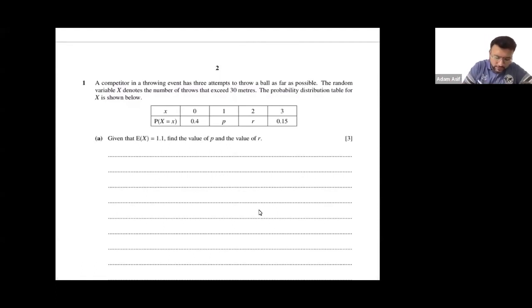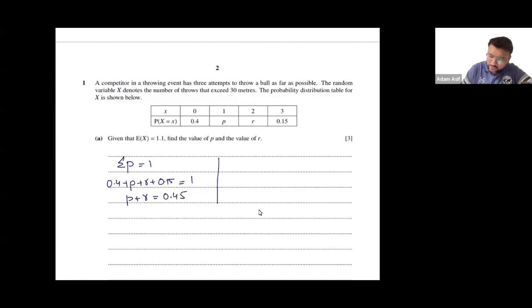One equation would be that the sum of all the probabilities must add up to 1. So 0.4 plus p plus r plus 0.5, 0.15 should be equal to 1. So the first equation would be p plus r equals 1 minus 0.55, that is 0.45.